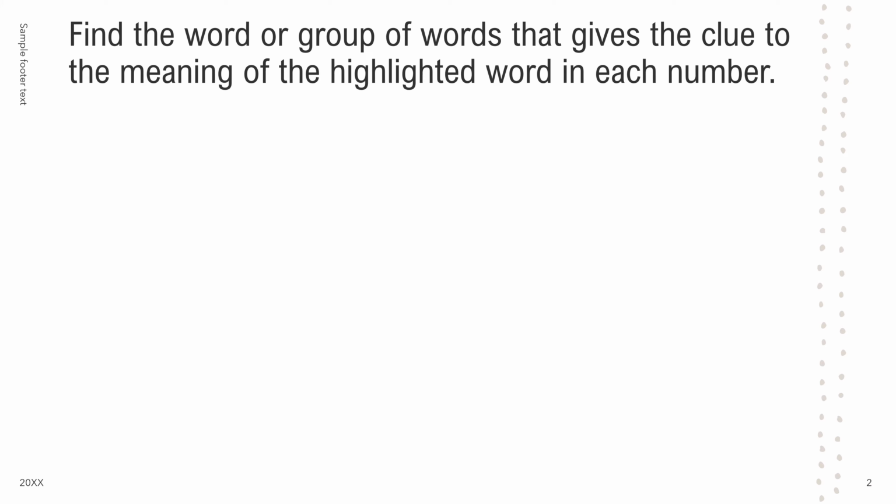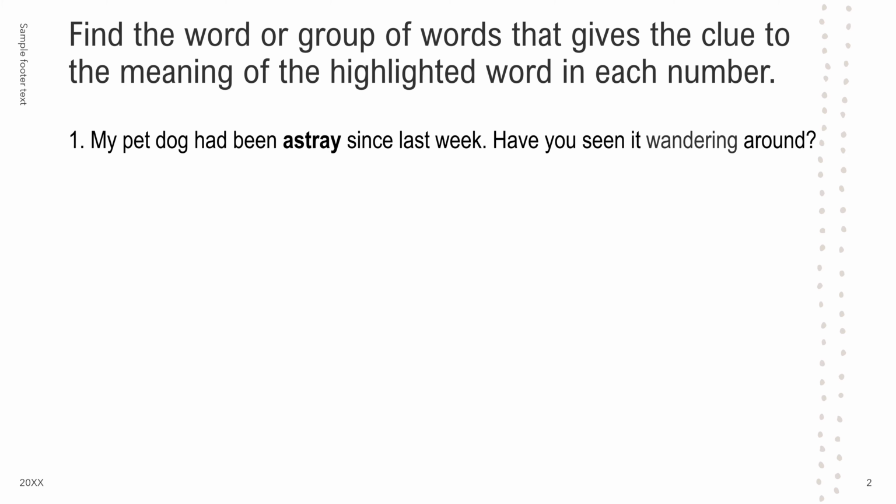First, I want you to find a word or group of words that gives the clue to the meaning of the highlighted word in each number. Number 1. My pet dog had been astray since last week. Have you seen it wandering around? What do you think is the word or group of words that gives the meaning of the word astray? That is correct. It's wandering around.